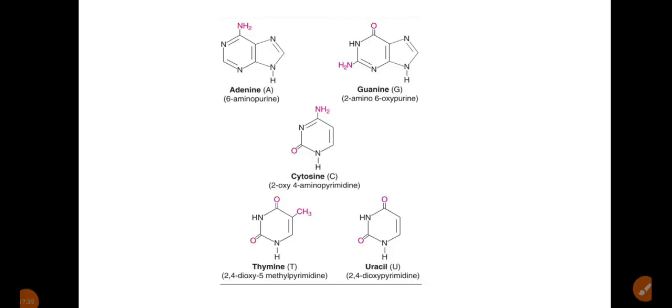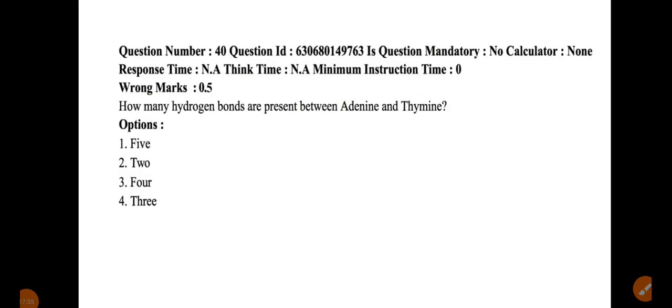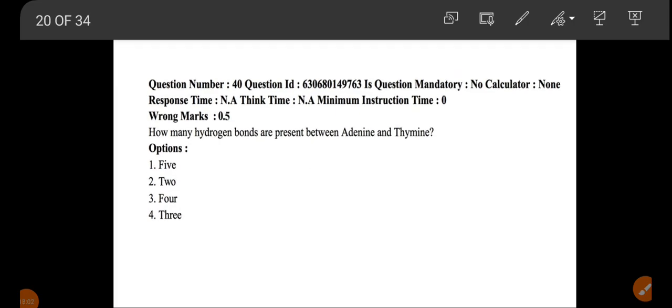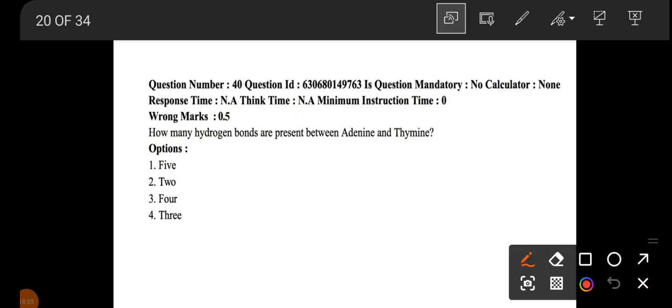Okay, I hope the structure and everything is clear to you guys. And the numbering is very important from the exam point of view, the numbering of adenine, or basically the numbering of purine and pyrimidine. You have to know what the numbering is and where it starts. Okay, the next one: how many hydrogen bonds are present between adenine and thymine? That is also very basic, right? Adenine and thymine.